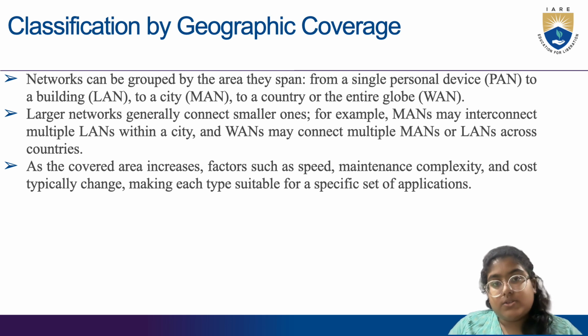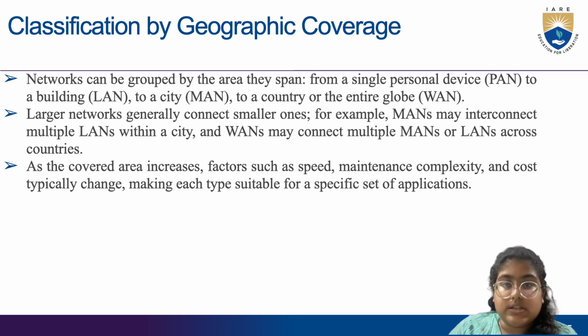An important point to note is that larger networks are built by connecting smaller ones. For example, multiple LANs can form a MAN, and multiple MANs can form a WAN. As the network size increases, complexity increases, costs increase, and speed will also decrease. This is why different network types are suited for different applications.